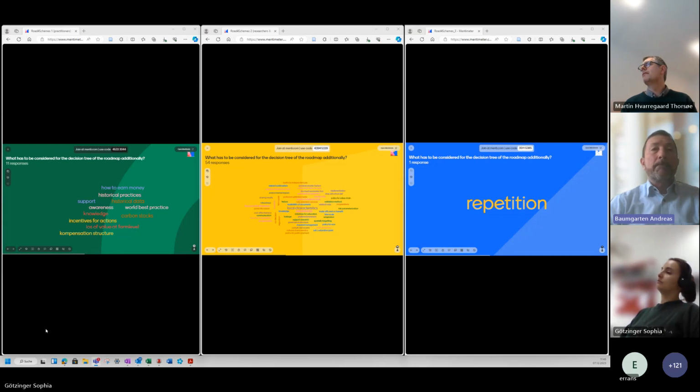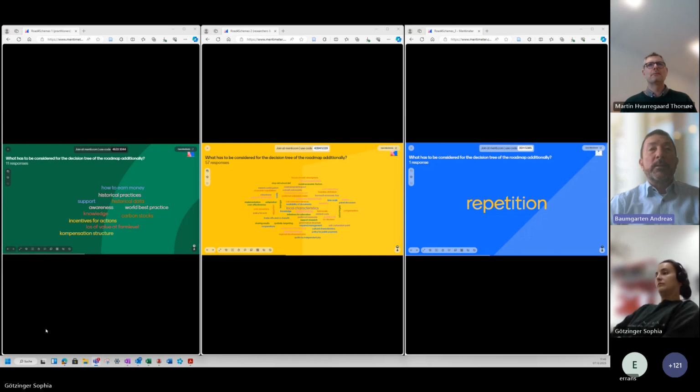Then we have the researchers. Also a lot of different ideas coming up. The local characteristics in the center and also the awareness in the center. So I think the awareness, and the information, should also to some part be considered in the decision tree. And then a lot of different ideas, which we will probably analyze to a large extent afterwards.